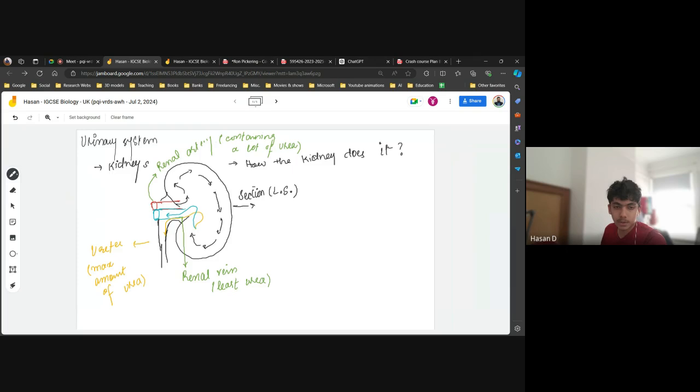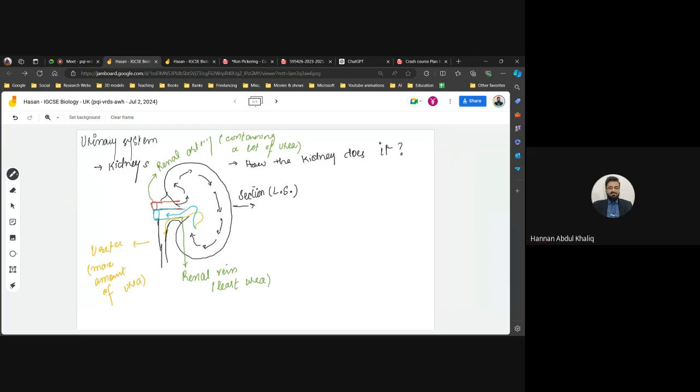So the vertical section. No. Vertical section is transverse section. The longitudinal is along the length. So we cut the kidney along the length, and we get a similar appearance of the whole tissue, and we observe it under the microscope.